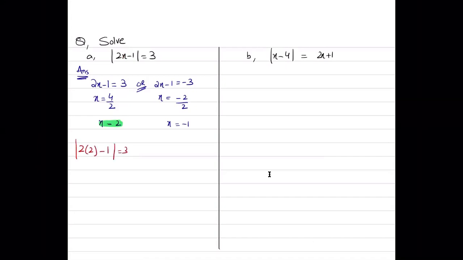So is it coming out to be 3? 2 times 2 is 4, 4 minus 1 is 3, mod of 3 is 3, right? So this means this answer is acceptable. Let's check x = -1.